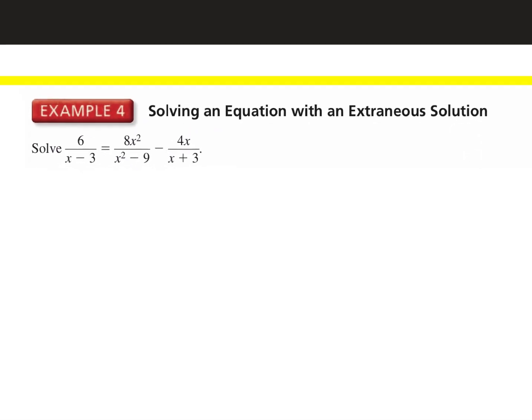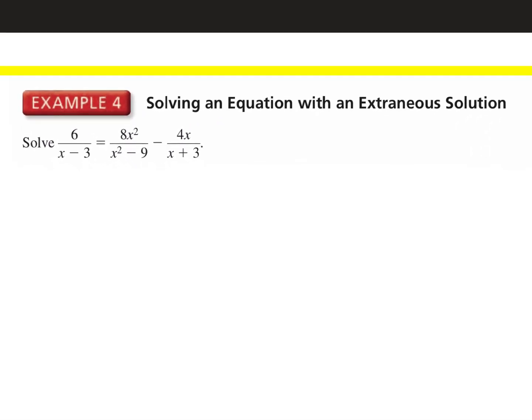So example 4 says solve an equation with an extraneous solution. So anytime it says extraneous solution, it kind of tells us that one of our answers may not work. So this just means that we have to check the answers. Now, we're dealing with fractions here. So what type of answer do you think would mean that it didn't work? Why are we checking? What do we have to check for?